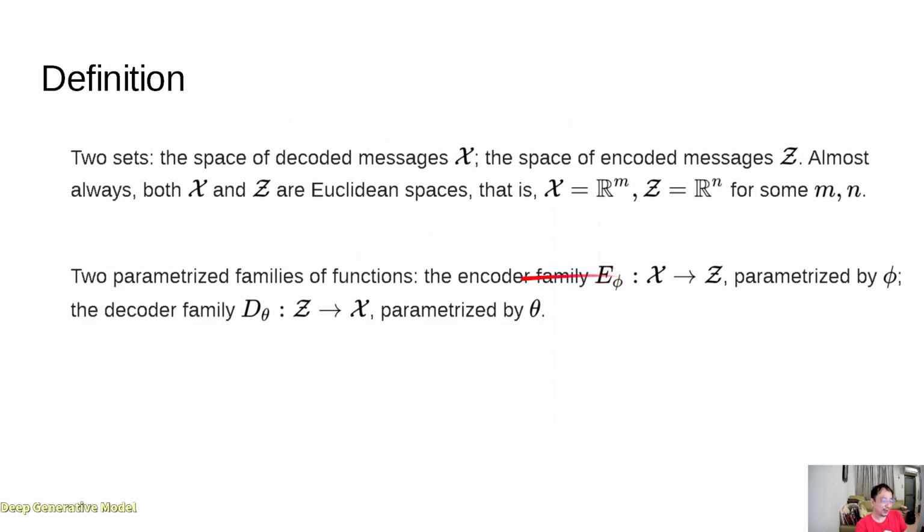We have an encoder and a decoder. The range of the encoder is the domain of the decoder, so they just exchange the input space and output space. That's it. It doesn't say much. Yes, you are correct, it doesn't say much.